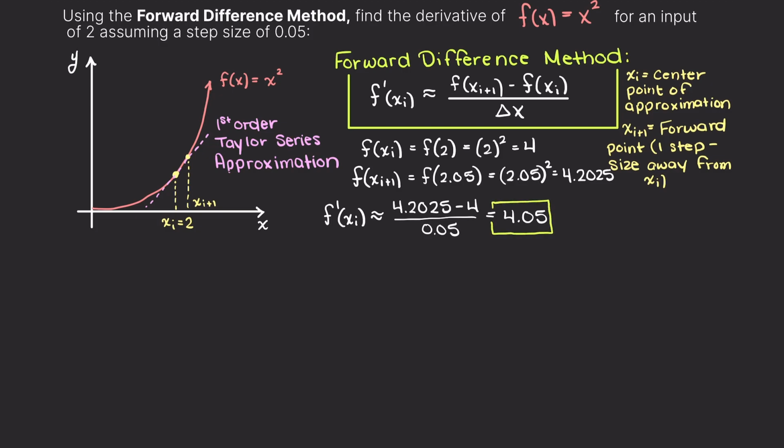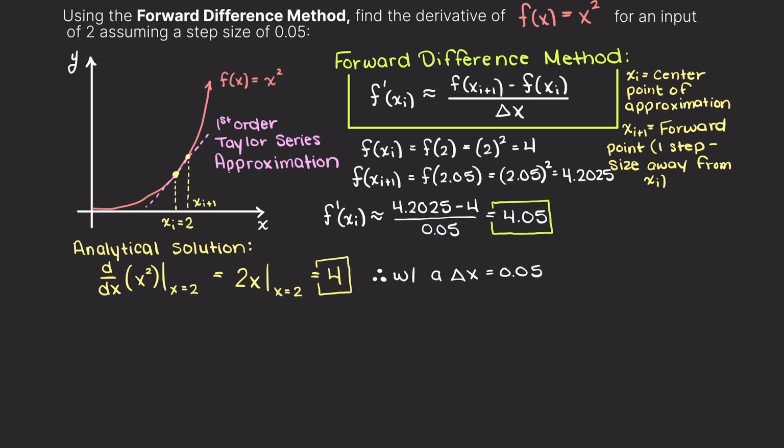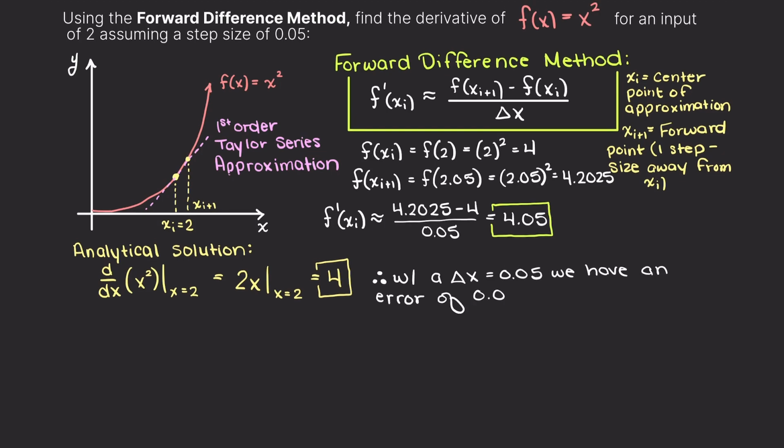input of 2. As we learned in our last video, our error is going to be proportional to the step size that we take. To reduce the amount of error that we get, we could try taking a smaller step size and see if our answer is more accurate.